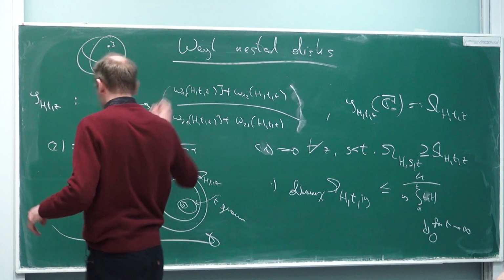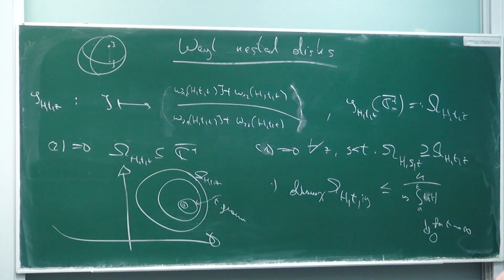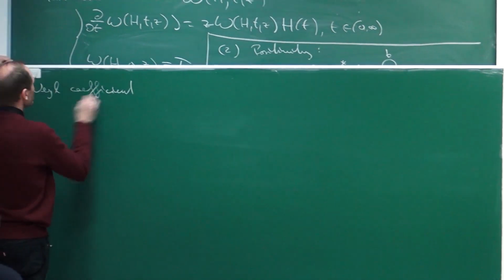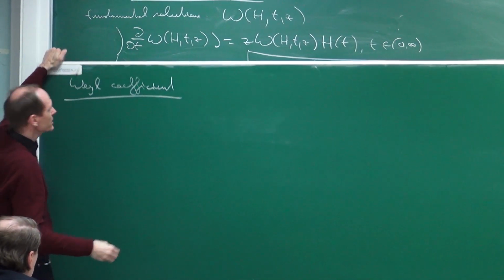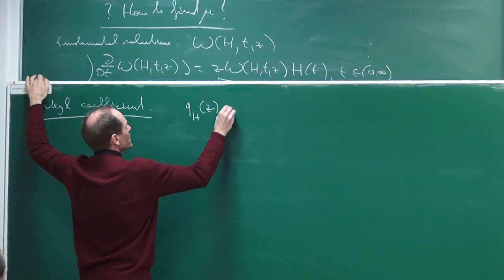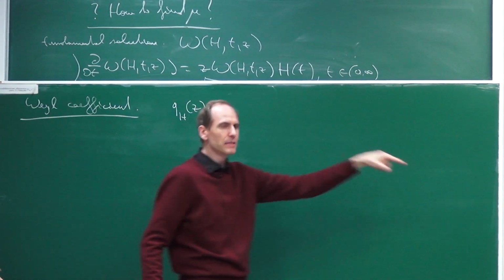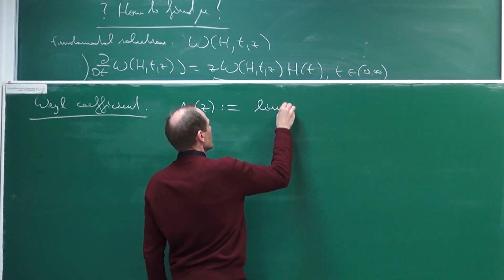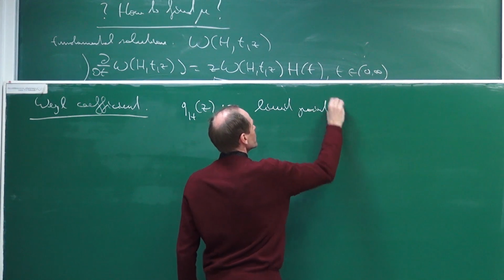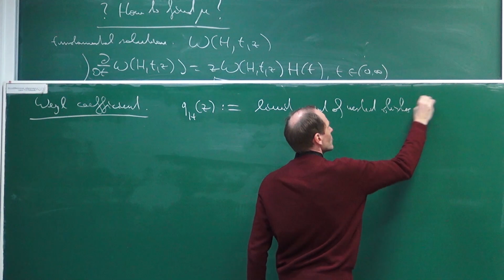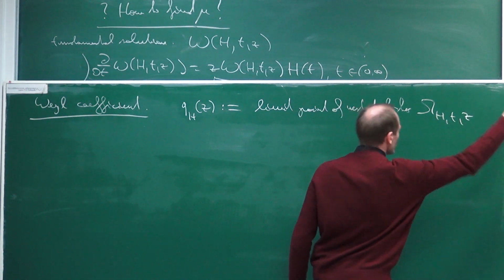Okay, the function, the Weyl coefficient. It's called Weyl coefficient, or the name coefficient is for another reason, but never mind. We define a function as that limit point we obtain there, that limit point of these nested disks.